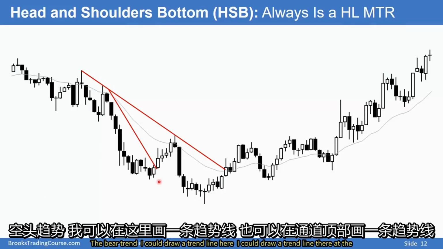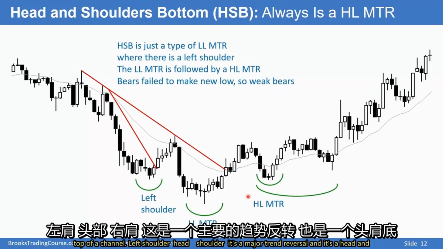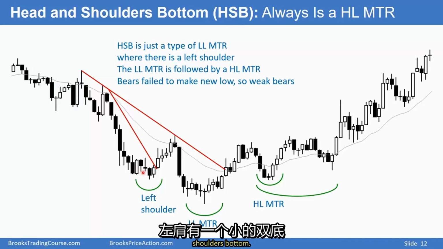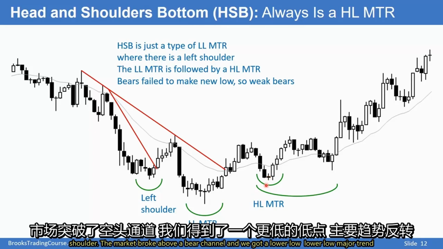Another bear trend, I could draw a trend line here. I could draw a trend line there, the top of a channel. Left shoulder, head, right shoulder. It's a major trend reversal and it's a head and shoulders bottom. The left shoulder has a small double bottom in it. The head has a small double bottom in it. And the right shoulder here, or you can call this a double bottom right shoulder.